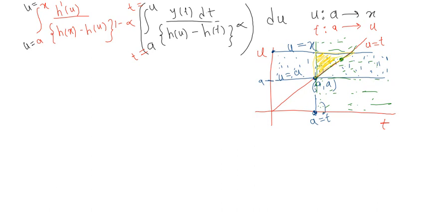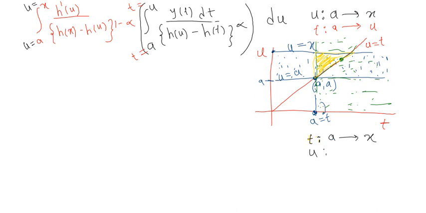And now we will change the limits. So now t will vary from, you can consider initially u was varying from a to x. Okay, so now t will vary from a to x.